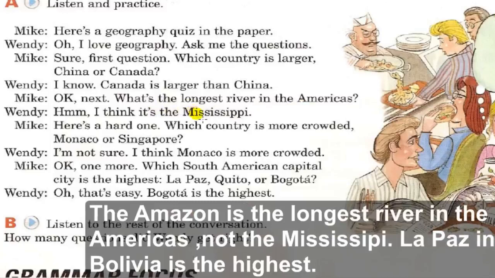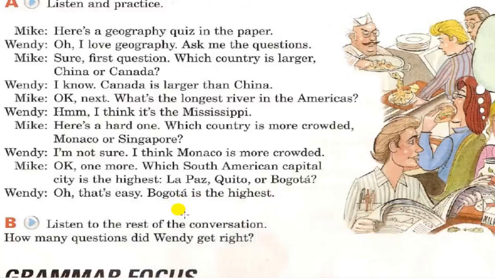Question number three. Which country is more crowded, Monaco or Singapore? Correct. Monaco is more crowded than Singapore. Question number four. Which South American capital city is the highest, La Paz, Quito, or Bogota? Wendy, Bogota is the highest. Wrong answer. La Paz in Bolivia is the highest. Two questions are wrong and two questions are right.